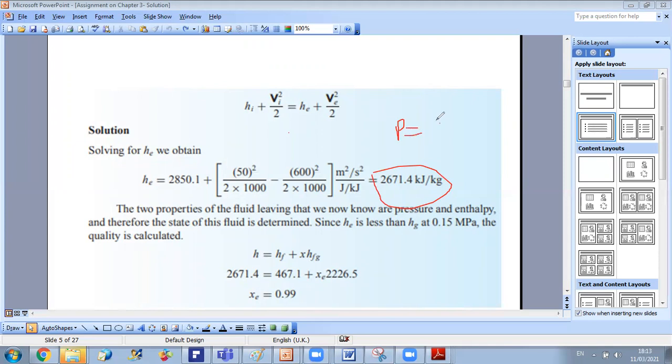We will go to the tables and search for the case of P equal to 0.15. If H, this value, is between H saturated liquid and H saturated vapor, this means that we are in the saturated case. And if it is higher than Hg, which is the H for the 100% vapor state, then we are in the superheated zone. Okay, so first we need to go to our steam tables.